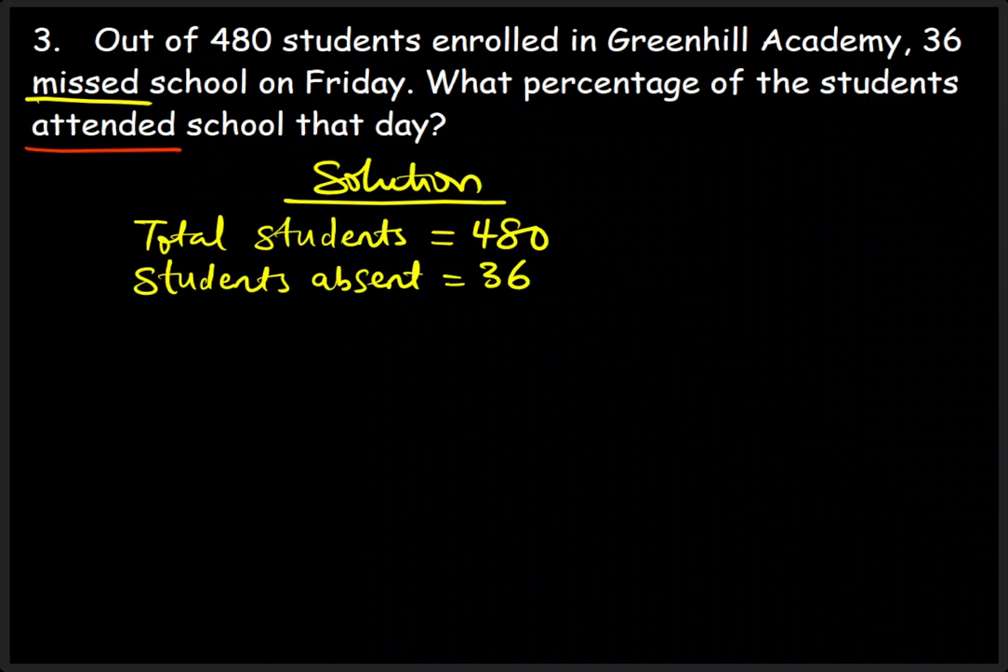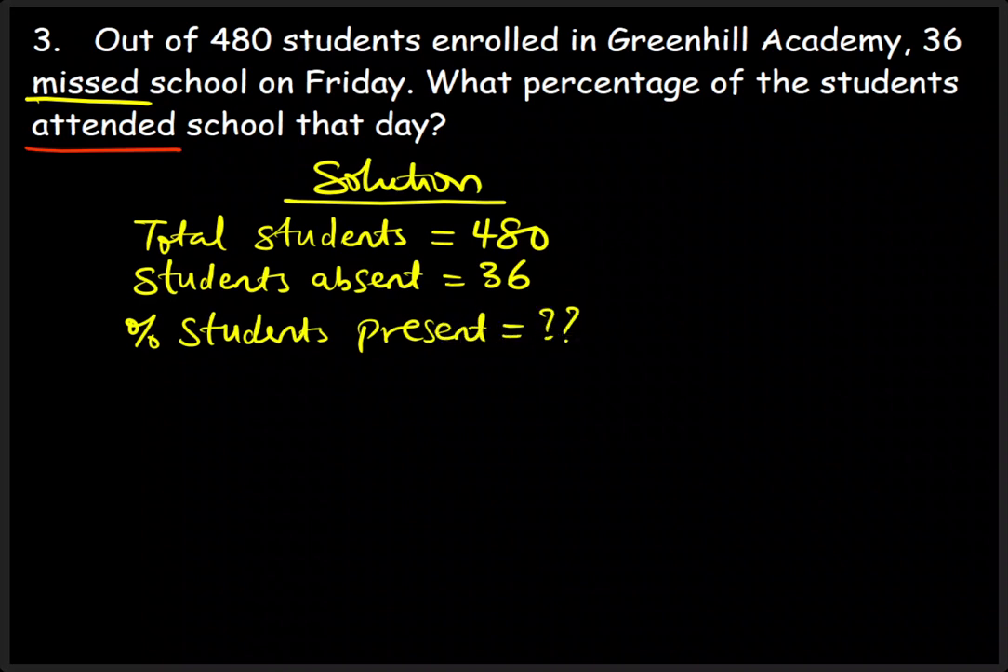Now, what question are we asked to find? Look at this carefully. We are to find what percentage of the students attended. So that will be asking us percentage of students present. Percentage of students present equal to question mark. Now let's look at this. We are given student absent, but we are to find percentage present. They are not the same description. So the number of students absent cannot give us the percentage of students present.